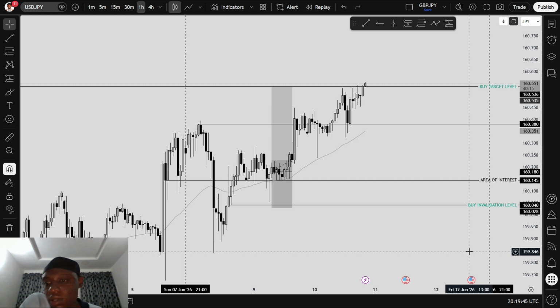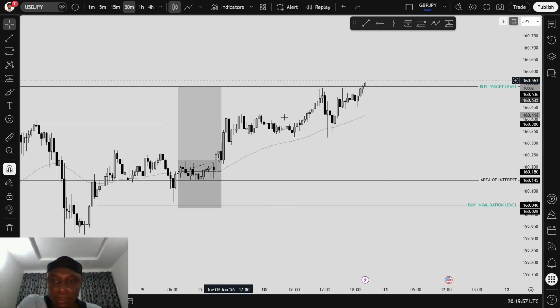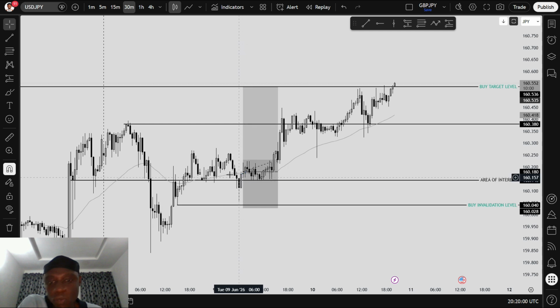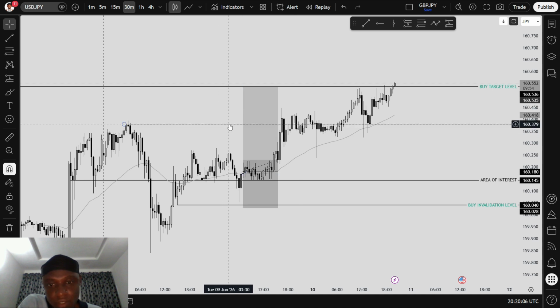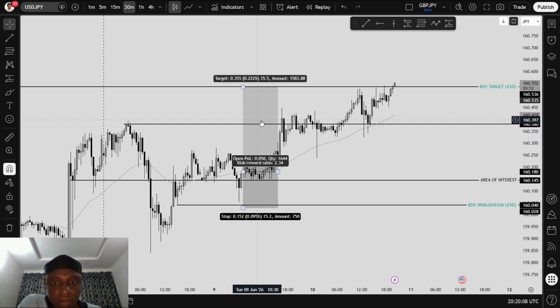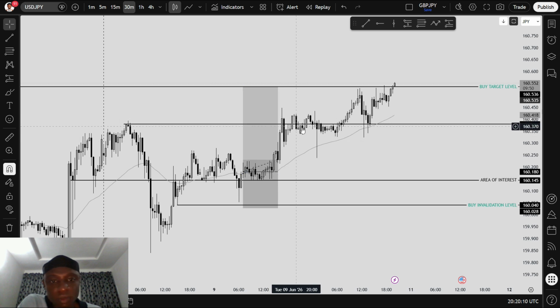Yo guys, today is the 10th of June and as you can see, this setup has played out successfully, but something actually happened. I didn't ride it all the way to take profit. I actually opened two positions, I think 2.1 lot size twice. My first take profit was at this point here, so I let the rest run.